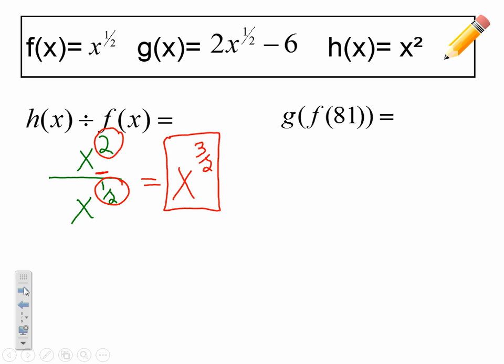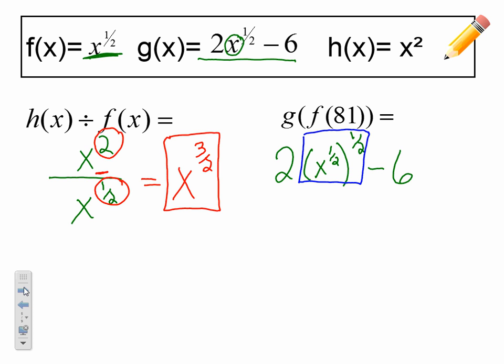This next one is a little bit more complex. It says g of f of 81. So what we're doing is we're using our function g, and where there's an x value, we're going to plug in x to the 1/2. So when we look at this, it's going to be 2. There's an x value, so I'm going to put parentheses x to the 1/2, and that x value is to the 1/2 power, minus 6. Now I'm going to simplify this right here. Powers to powers, we're going to multiply. So 1/2 times 1/2, I'm going to get 2x to the 1/4 minus 6.